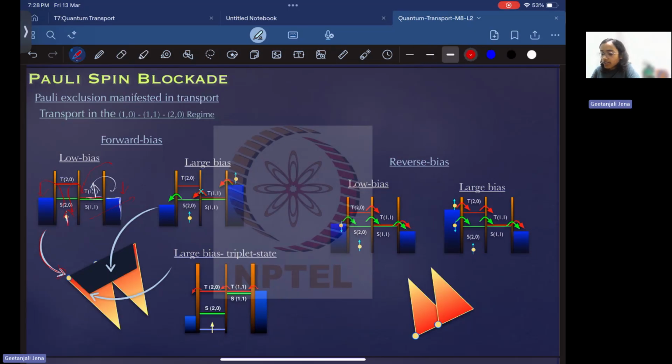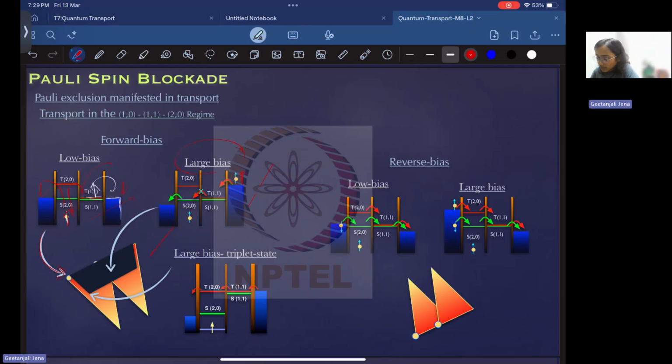In the same forward bias condition, let us see what will happen in the high bias case. For the high bias case, the Fermi energy of one will be low compared to the Fermi energy of this. Okay. So because of this, what will happen when we add this triplet, for this state.